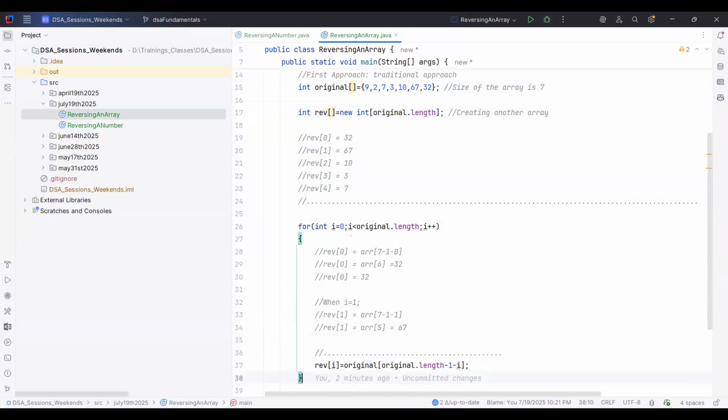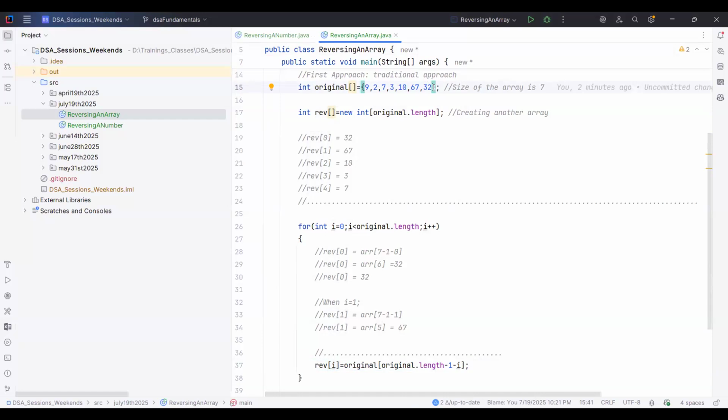Now what we are doing here? This rev array should go in the forward direction and the original array should come in the backward direction. So we need to read the data in the original array from the backward direction. Got it, Sumit? Yeah, Raf. So this rev is going in the forward direction, the original array is coming in the backward direction. Why do we need to come in the backward direction? Because if we are not coming in the backward direction, we cannot assign the values to it. Clear? Yeah.